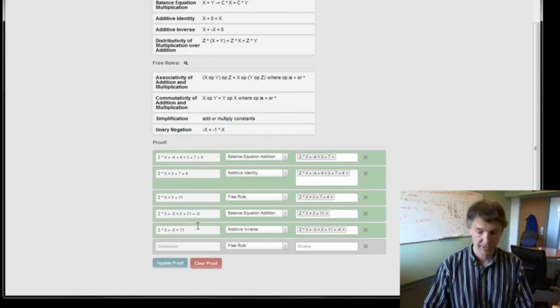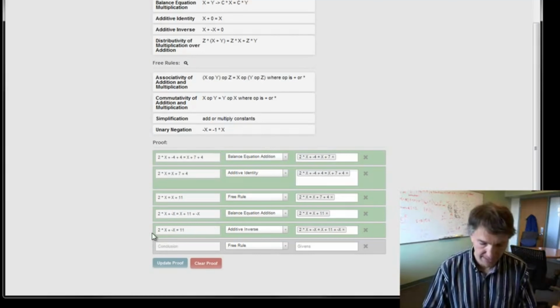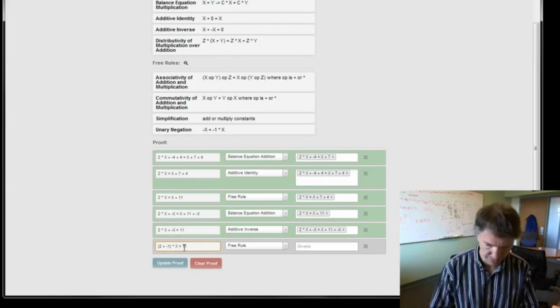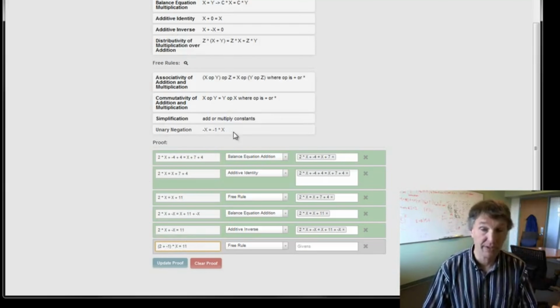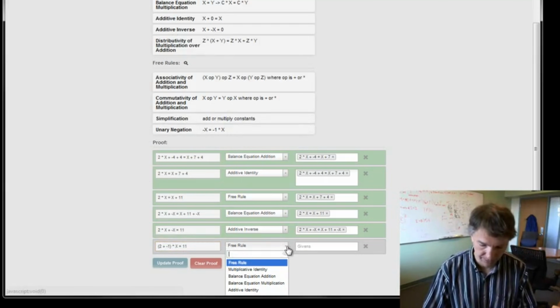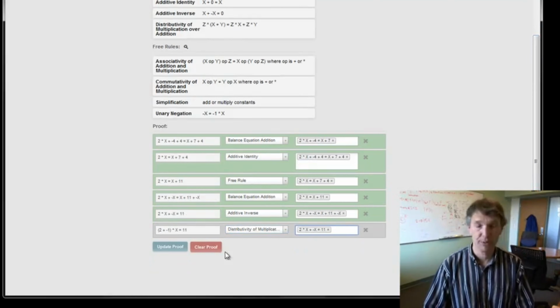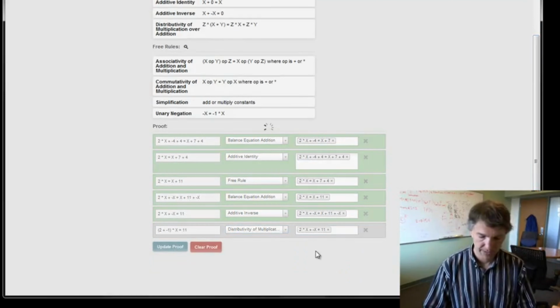We got 2 times x plus negative x. And in order to get that into a form where we can simplify it, we're going to need to use the distributivity rule. We're going to need to pull out the constants that are in front of the x's. And so we can do that. We can say that 2 plus negative 1 times x is equal to 11. And so we're using distributivity there, but we're also using the unary negation rule that says negative x is equal to negative 1 times x. But that's a free rule, so we don't have to worry about that. So the only rule we need to name is the distributivity rule, and that follows from the previous step of the derivation. We update that.